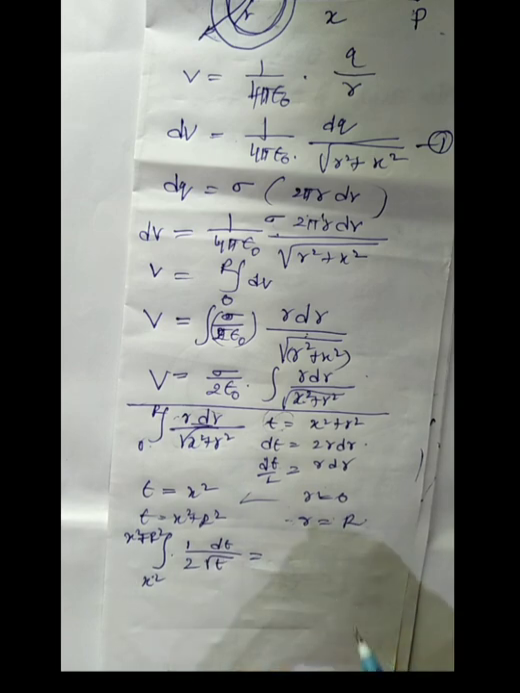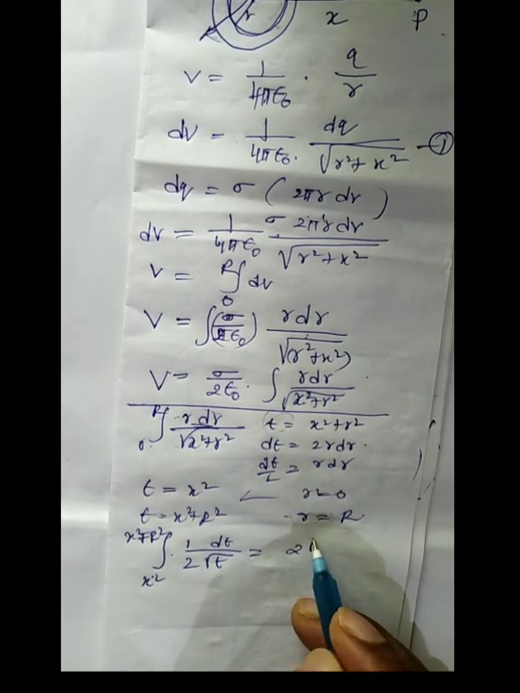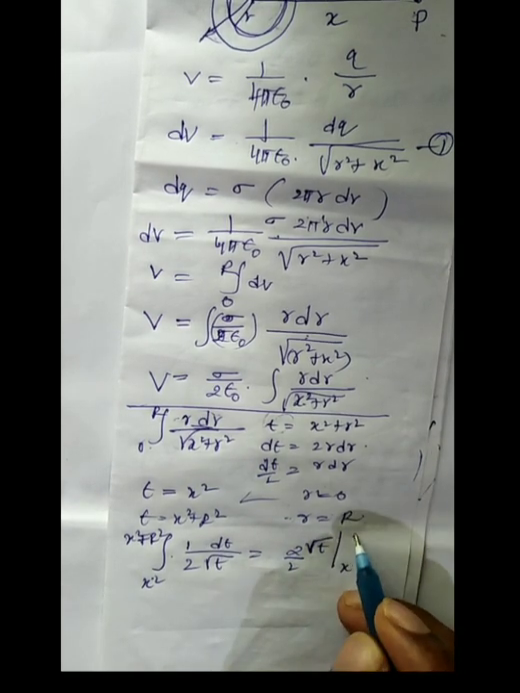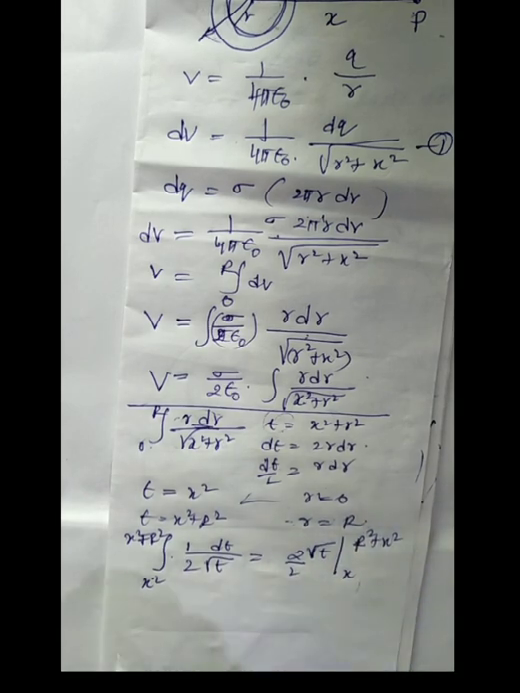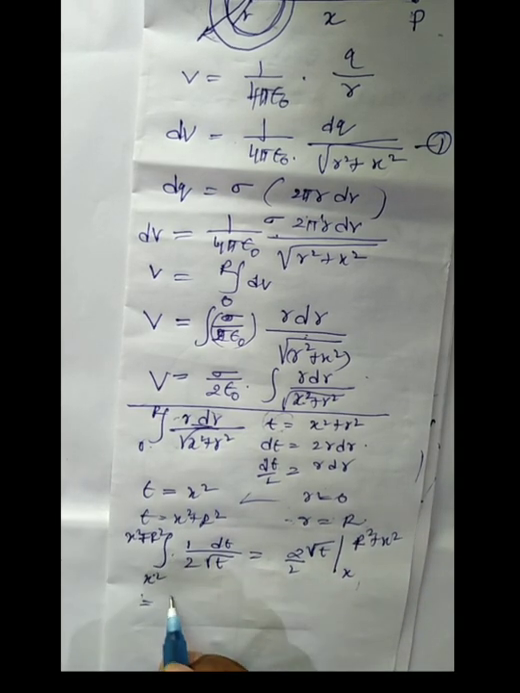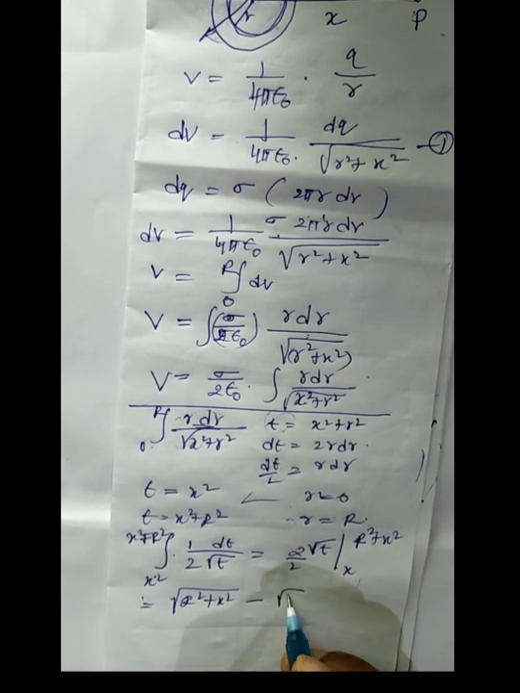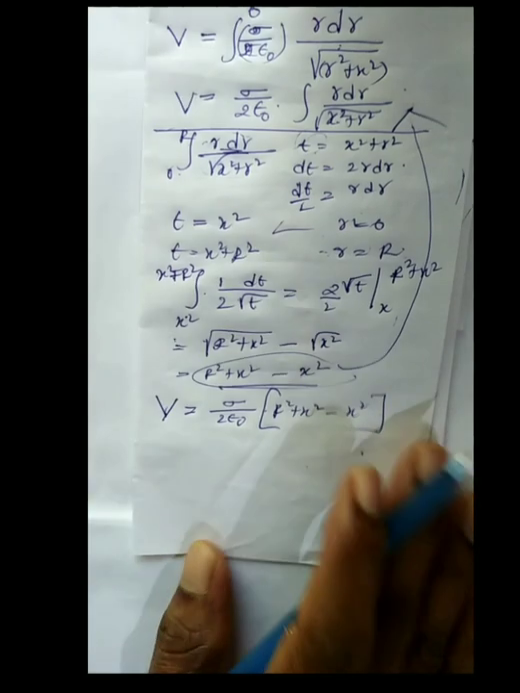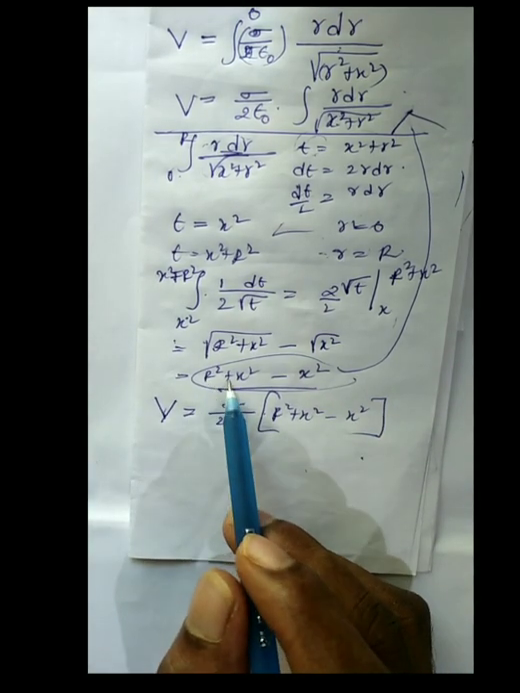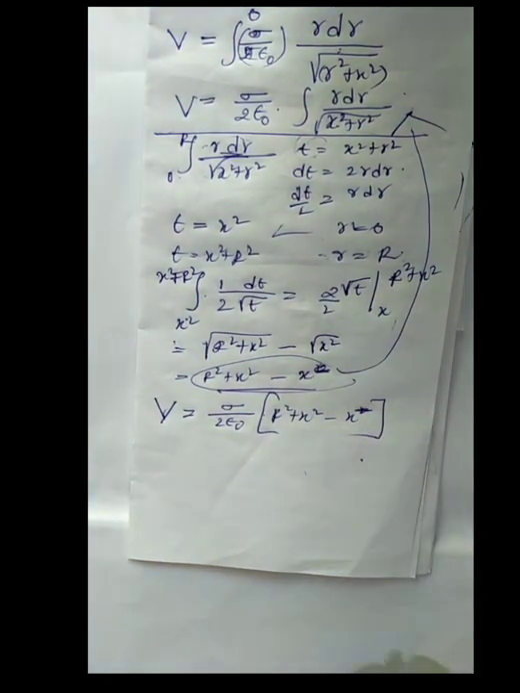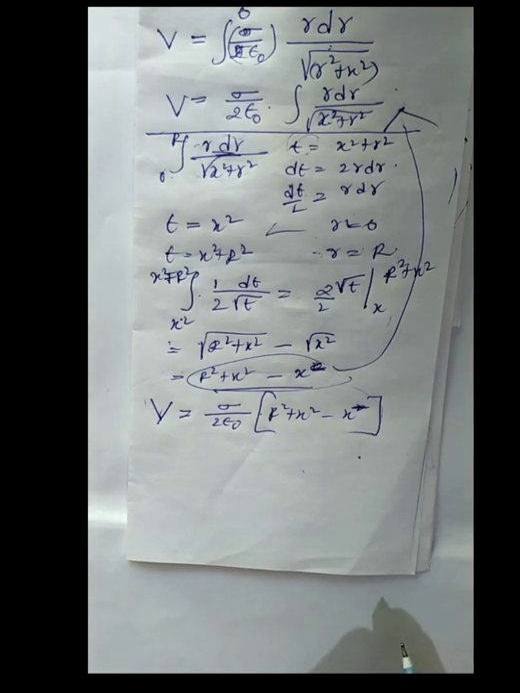What is the integral of 1 by root t? It is 2 root t, and divided by 2 was there, from x square to R square plus x square. Apply the limits, the 2 cancels, and you get the upper limit square root of R square plus x square minus the lower limit square root of x square, which is x. So this is the equation, the final potential on the axis of the disk.